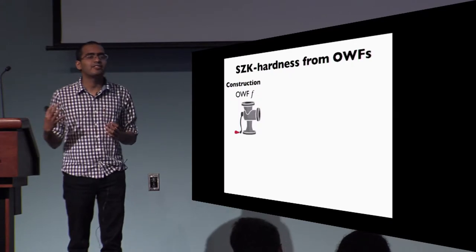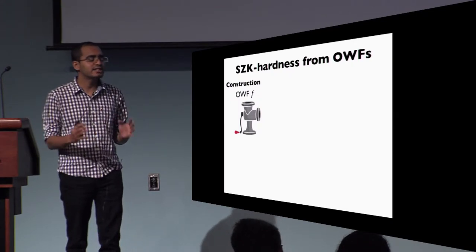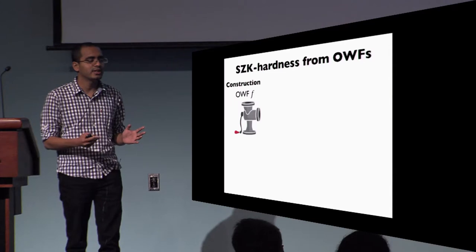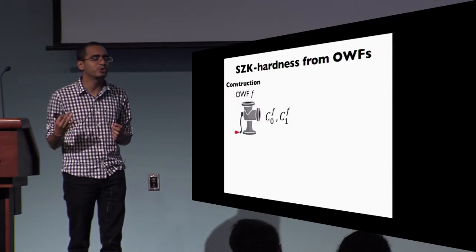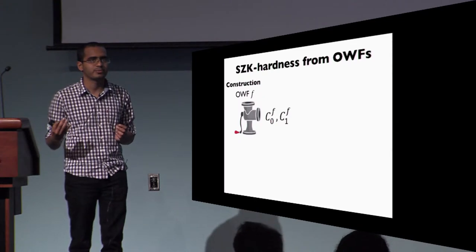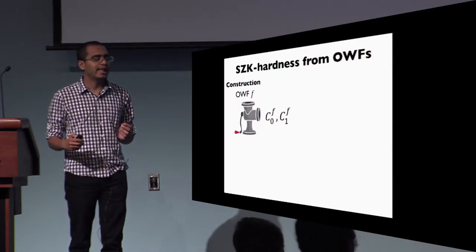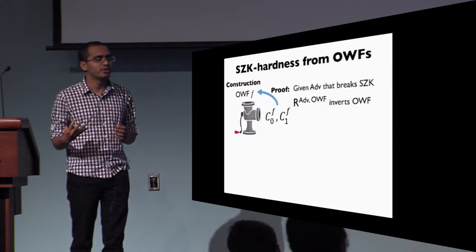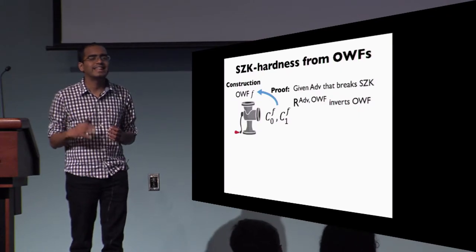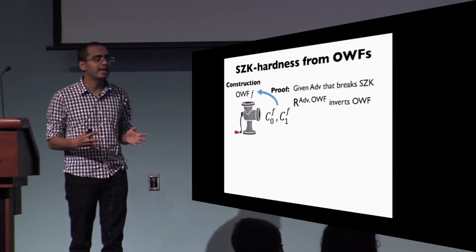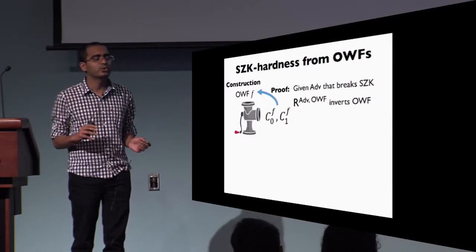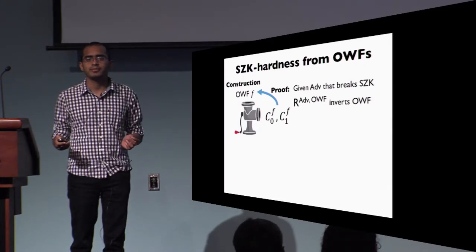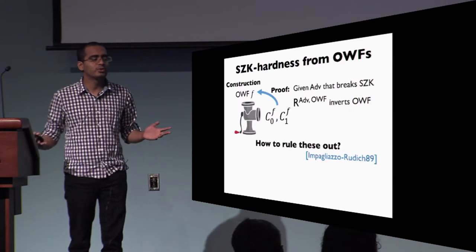So the first half of it is a construction. The construction starts with a one-way function and outputs a pair of circuits. These circuits, again, make only input-output access to the one-way function. And then the second half is a security proof, which says that given any adversary which breaks SZK, in particular which tells whether these two circuits are close to each other or far, it can be used to invert the one-way function. Right. So how do we rule this out?